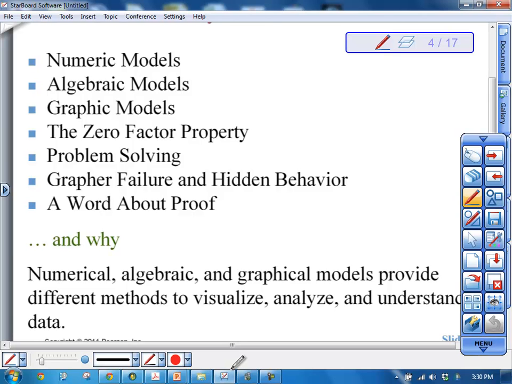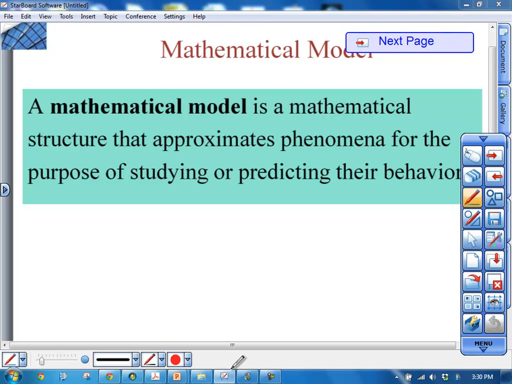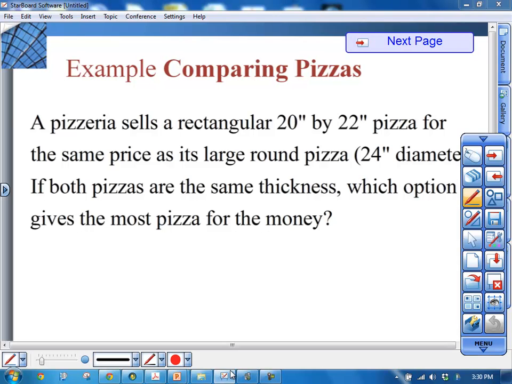One thing we'll look back at again is not to rely too heavily on your calculator, because sometimes your calculator lets you down. And the reason why is because these numerical, algebraic, and graphic models give us different methods to visualize, analyze, and understand data, which helps us understand the world we live in. So a mathematical model is just a structure that approximates phenomena for the purpose of studying and predicting their behavior. There's two types. There's numerical and algebraic, which are things that you're actually comfortable with.